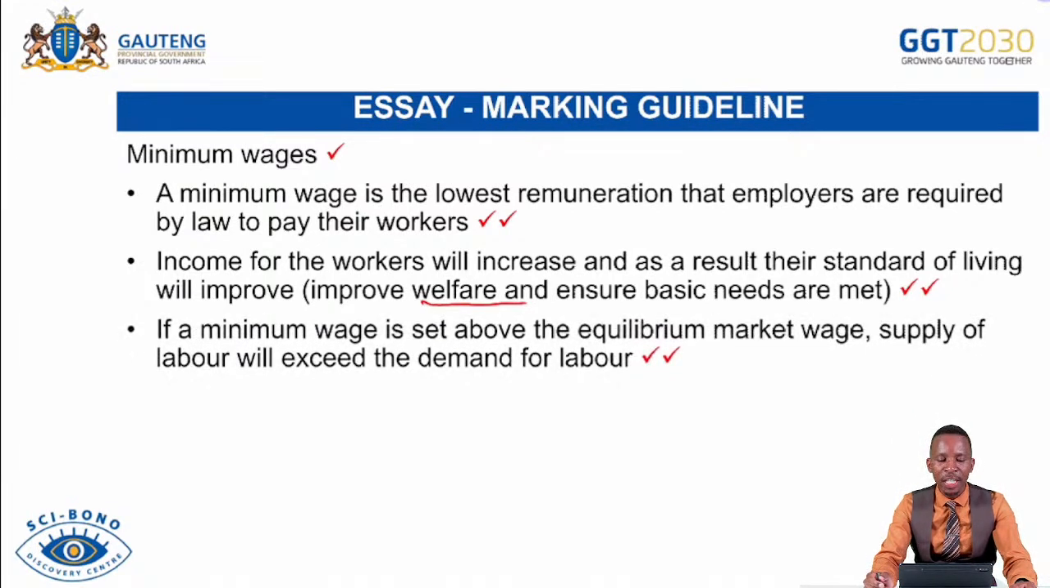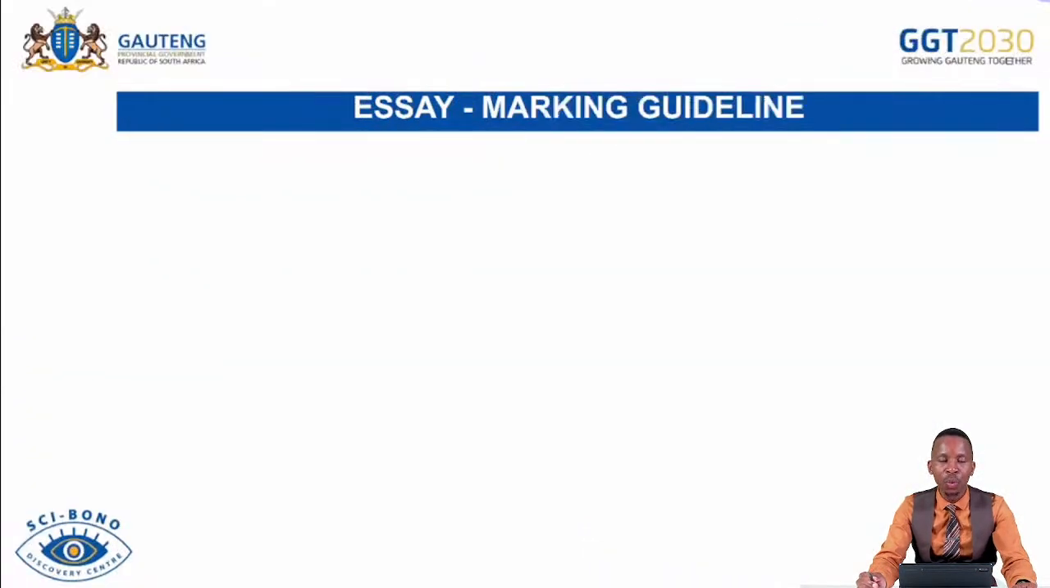If the minimum wage is set above the equilibrium market wage, the supply of labor will exceed the demand for labor. So there will be less demand for labor, while the supply of labor will be more, which will lead to excess supply. And minimum wage continues.